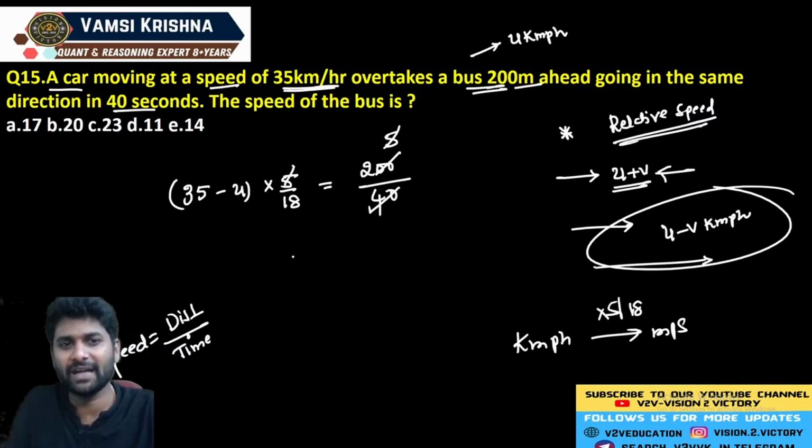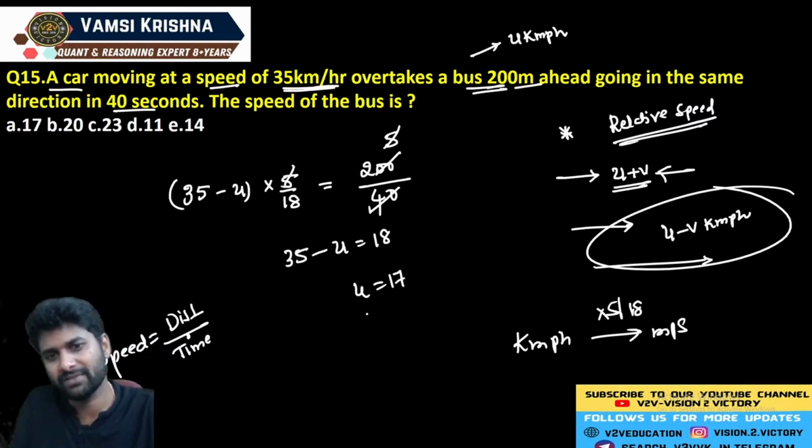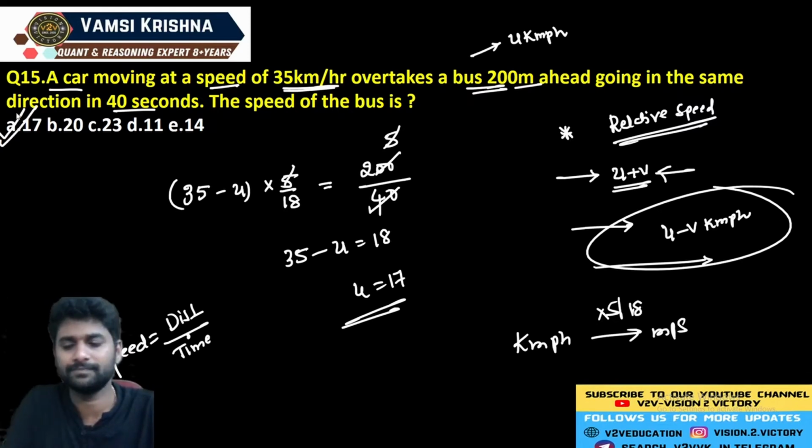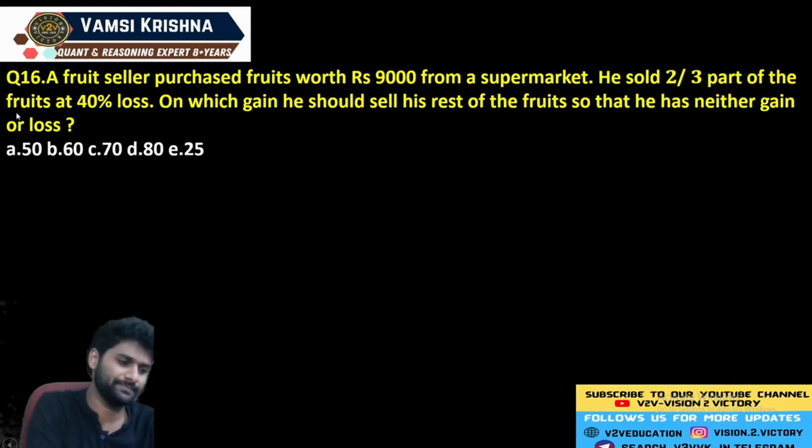So 5 times 5, 5 cancel. 35 minus u is equal to 18, then u is equal to 70. Next.